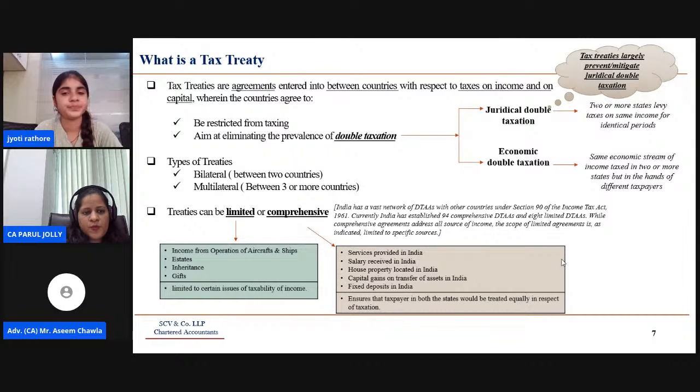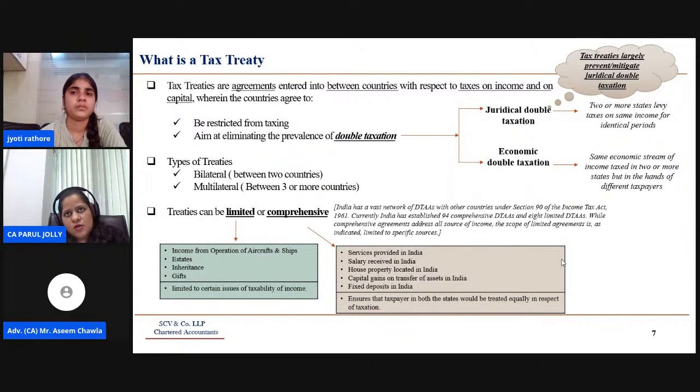The treaties could be bilateral or multilateral. So till now we had this bilateral treaty concept. There were treaties between India and other countries. Now we have this multilateral concept, wherein there is a document which is applicable to more than two countries.